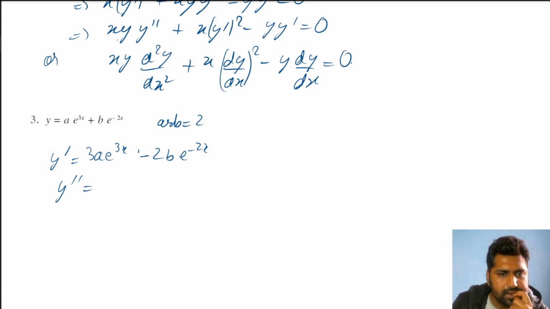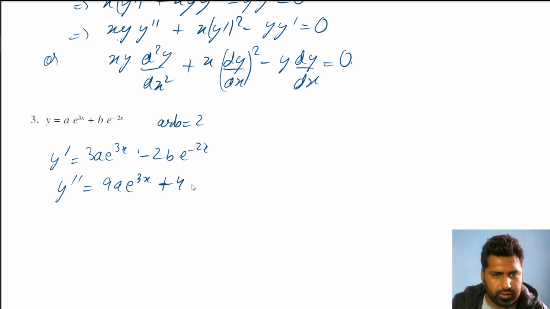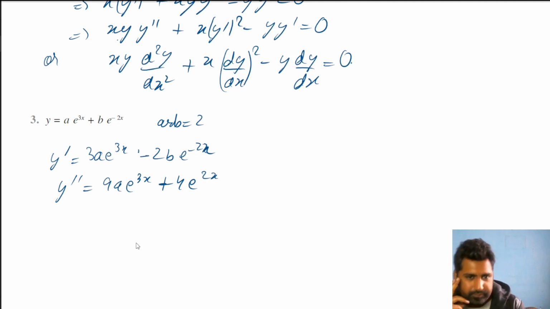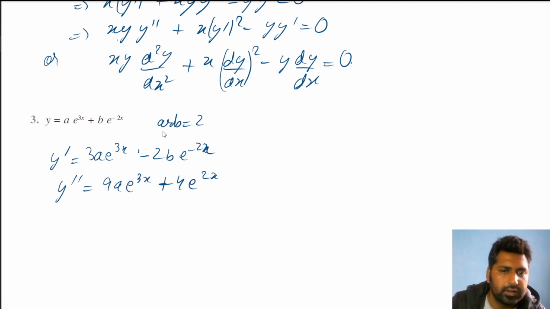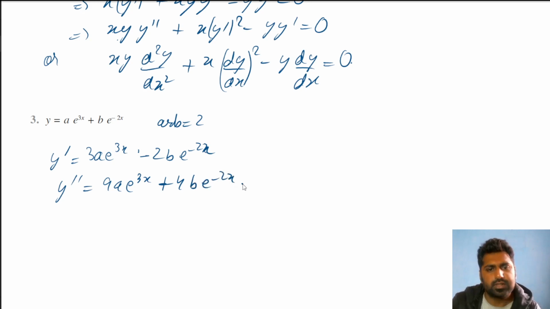Let's generate first y double dash and then we'll see how to eliminate. Multiply this again. So 3, again same differentiation, 3 will again come down. So 9a e raised to power 3x plus 4 e raised to power 2x. Now how to get the problem is 9b, no? This is again negative 2, so plus 4b it will come, e raised to power minus 2x.